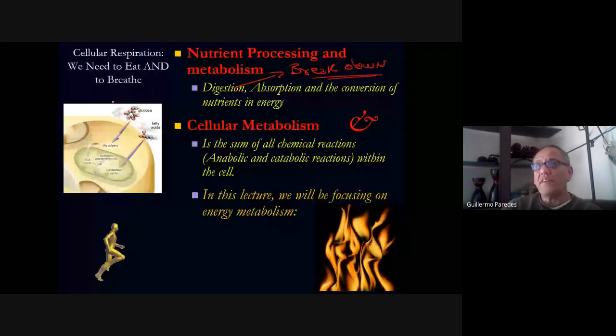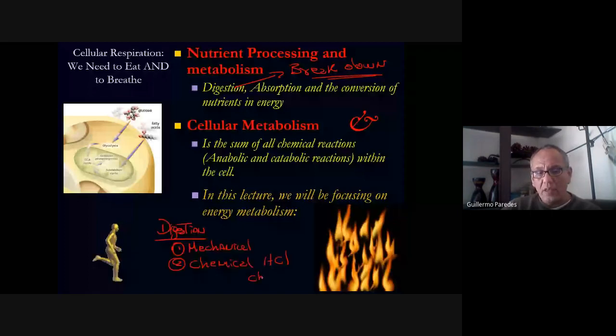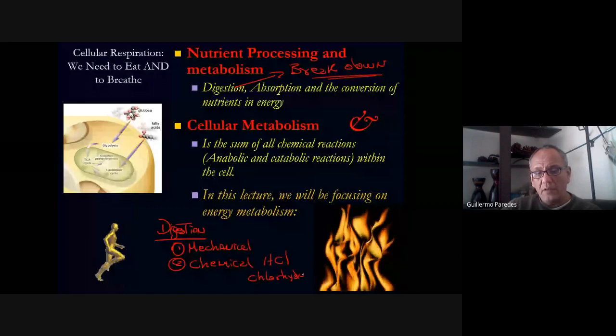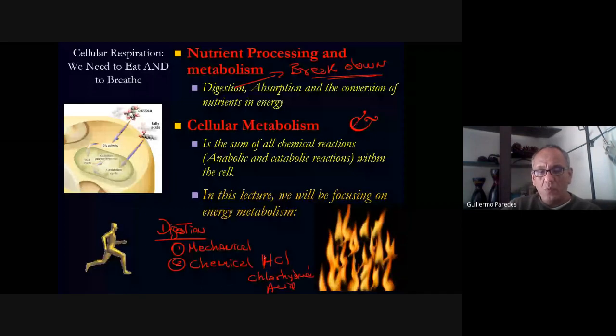Chemical, we have the saliva. That is what we are going to talk about later. But to make it easier to remember, just remember the gastric acid, the chemical. Chemical is the chlorhydric acid, right? The HCl. That is acid. Who is giving the acidity? The hydrogens. So we will talk about that another time. So mechanical is when you are chewing, right? And chemical is going to be the gastric acid.